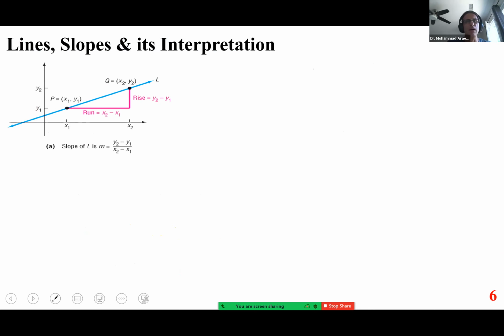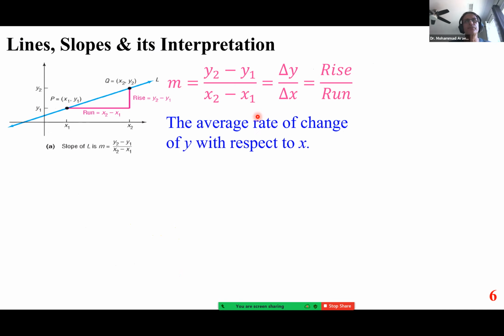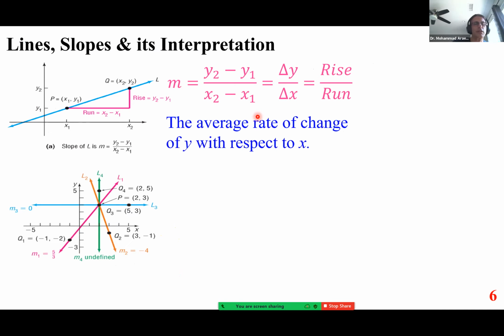We want to look at lines, slopes, and their interpretation. First, rise over run by definition gives us the slope, y sub 2 minus y sub 1 over x sub 2 minus x sub 1, known as the average rate of change of y with respect to x. If you look at this drawing, the red one has a positive slope, orange one has a negative slope, horizontal line has a 0 slope, vertical line has an undefined slope. I'm refreshing your memory about that. And so horizontal lines, y equals a constant, slope is 0, y-intercept at 0, b.